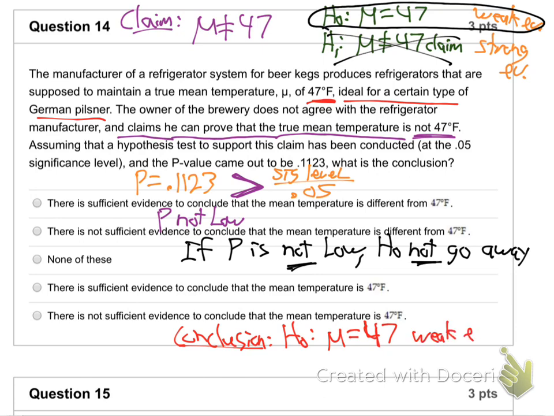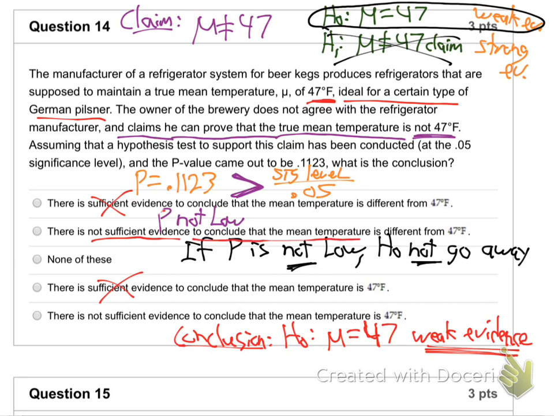Weak evidence. Weak evidence. All right, so let's go through it. So let's try to find the right answer. Is it the first one? There is sufficient evidence. No, evidence is weak, so there's not enough evidence. So it's not any of these sufficient evidence answers. Cross those out right away. So there is not sufficient evidence? Right, not. Okay, let's do it.